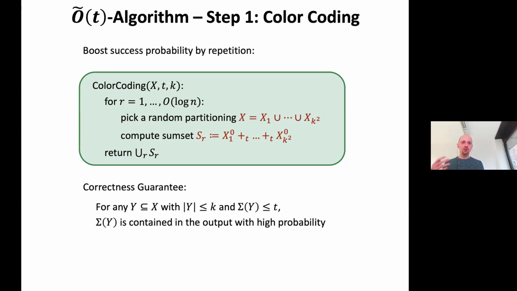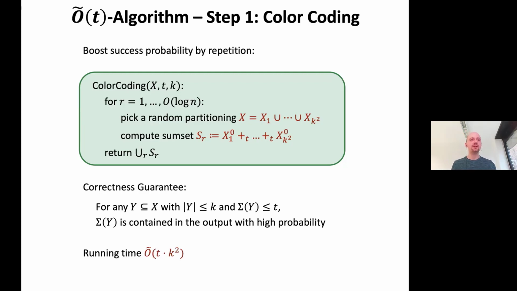Now, this only computes valid subset sums, first of all, because we take a partitioning and the sumset over parts that can only create valid subset sums. And for each small subset consisting of at most k items, with high probability, we compute its sum. This is the guarantee of this procedure, and it runs fast.